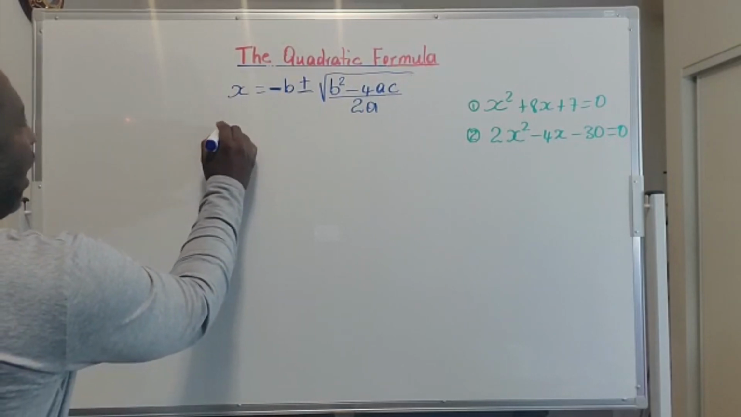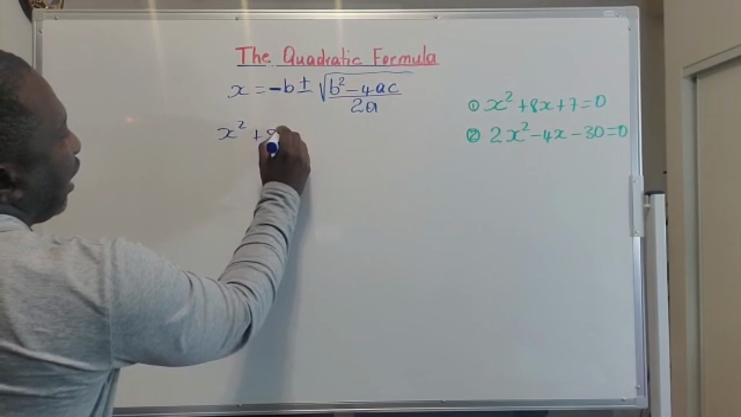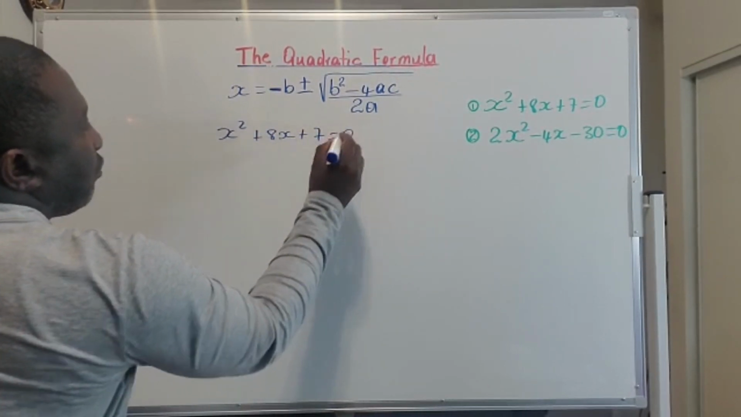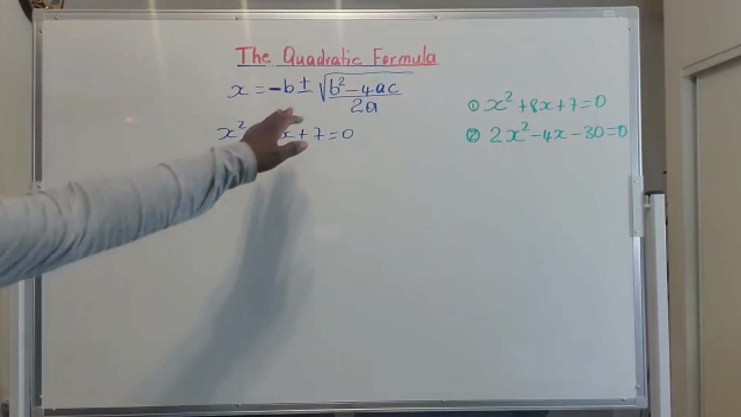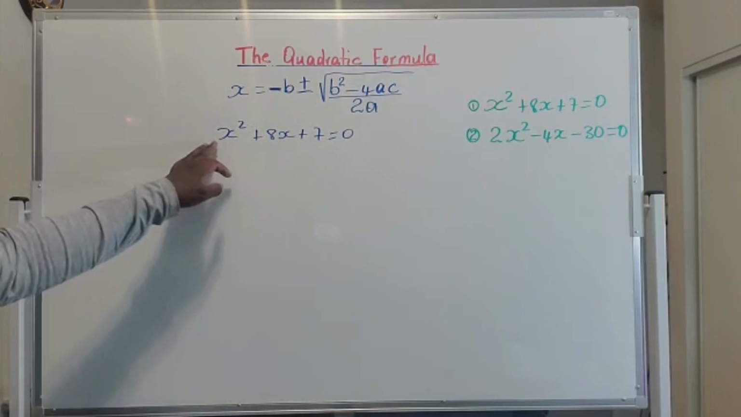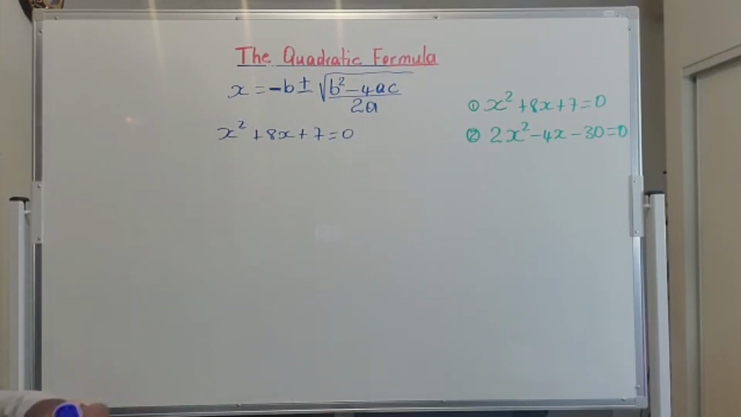here, x squared plus 8x plus 7 is equal to 0. But yet the formula has the letters a, b, and c. Now, before we begin, we need to understand the formula in itself. Now, x squared is the same as 1x squared.